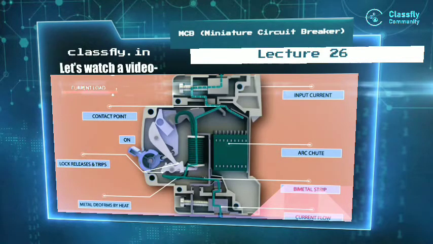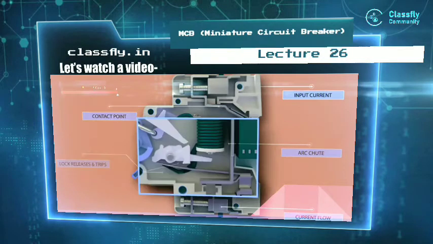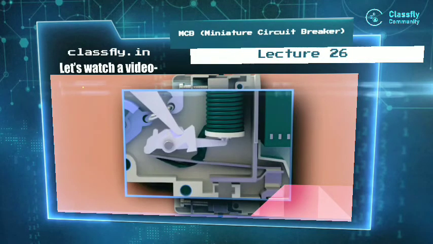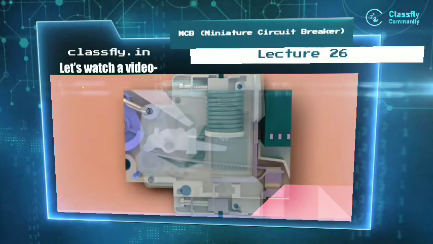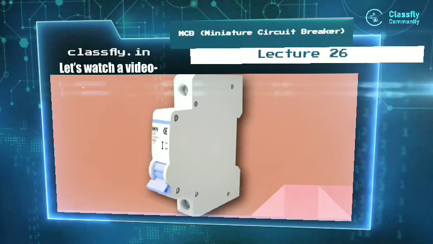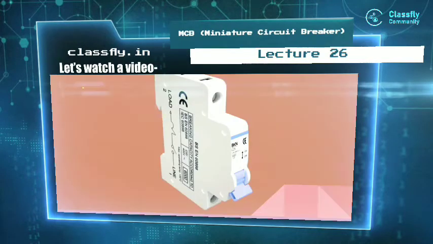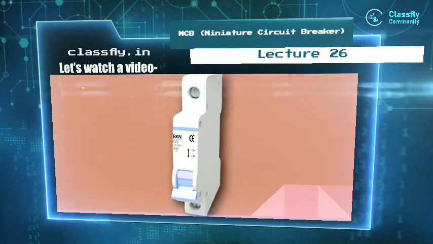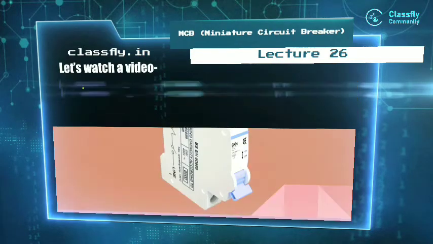Now we can watch the automatic movement of the operator to the off position. Now we will see a closer look at the trip mechanism. And like this an MCB works, and this is a picture of how an MCB looks. Okay, we come to the end, so let's move on.